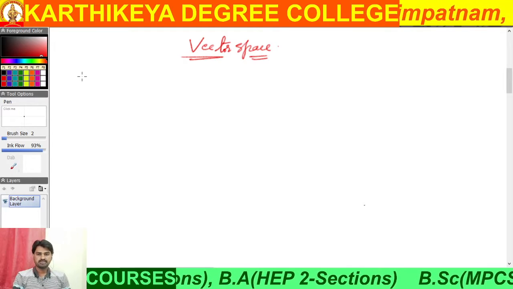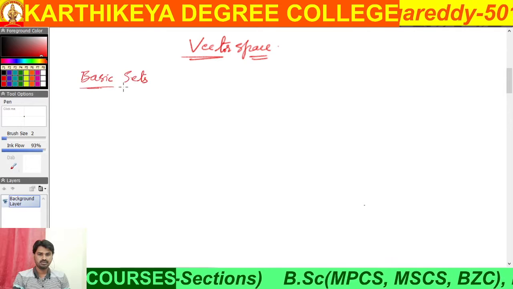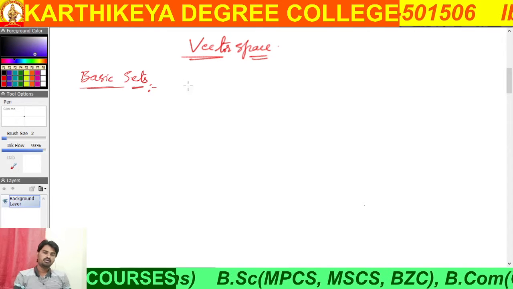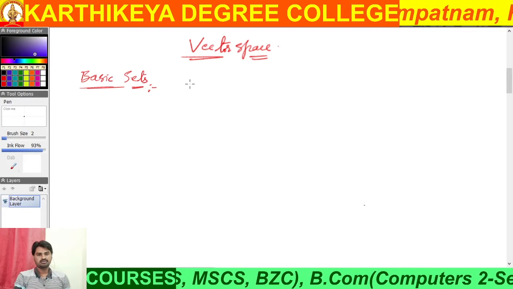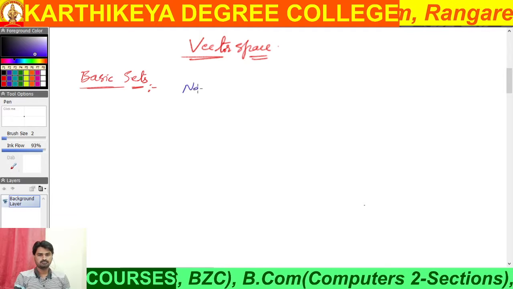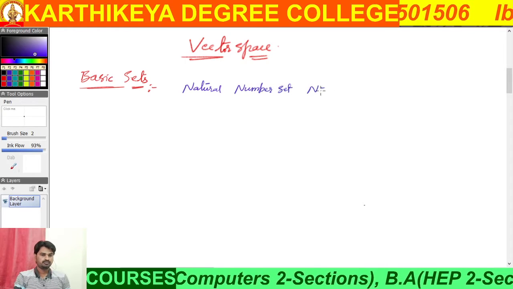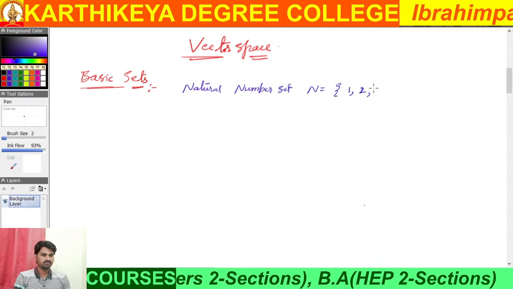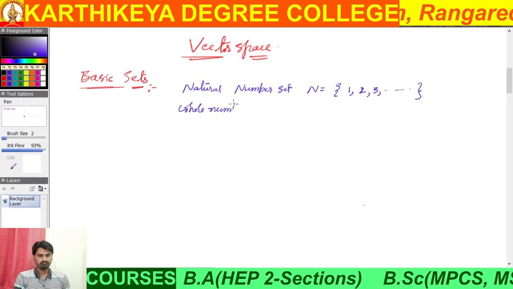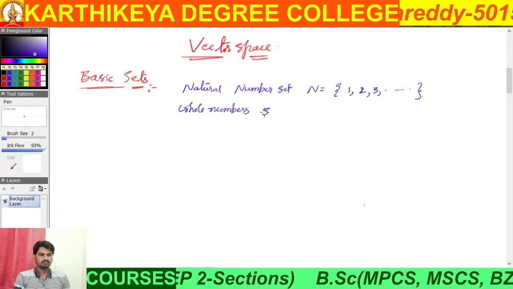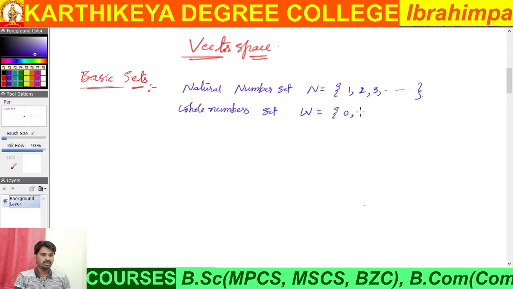We know the basic sets. First of all, already we know the basic sets. They are natural numbers, whole numbers, next integers and real numbers. Natural number set is denoted by N. They start with 1, 2, 3 and so on. Next one, whole numbers. The whole numbers set is denoted by W. So this is one more element extra of natural numbers.